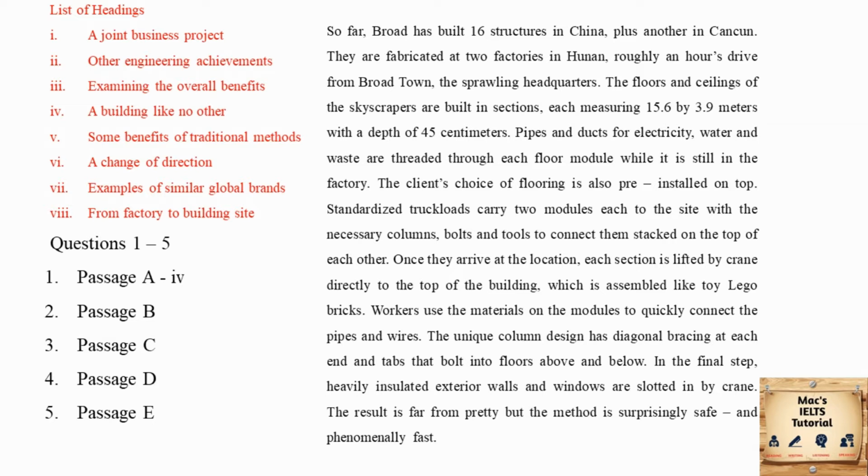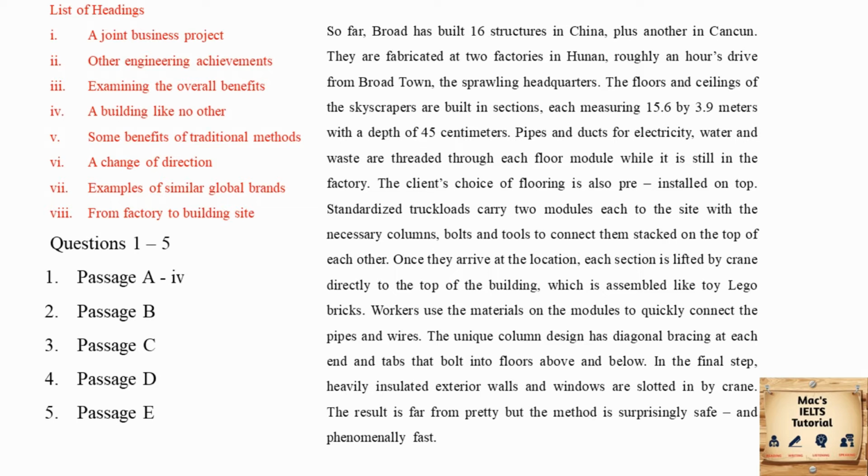Standardized truckloads carry two modules each to the site with the necessary columns, bolts, and tools to connect them, stacked on top of each other. Once they arrive at the location, each section is lifted by crane directly to the top of the building, which is assembled like toy Lego bricks. Workers use the materials on the modules to quickly connect the pipes and wires. The unique column design has diagonal bracing at each end and tabs that bolt into floors above and below. In the final step, heavily insulated exterior walls and windows are slotted in by crane. The result is far from pretty, but the method is surprisingly safe and phenomenally fast.